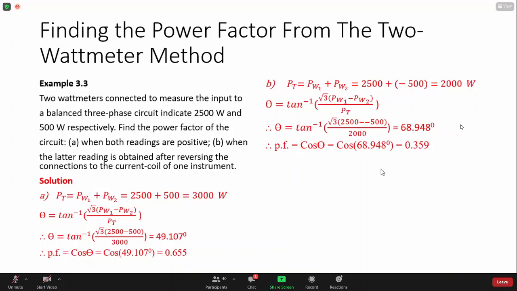All right, so practice. You have a lot in the book. You can get a lot of practice from these. So check the book and read them and practice them. Finding the power factor from wattmeter readings. Where am I? Sorry.